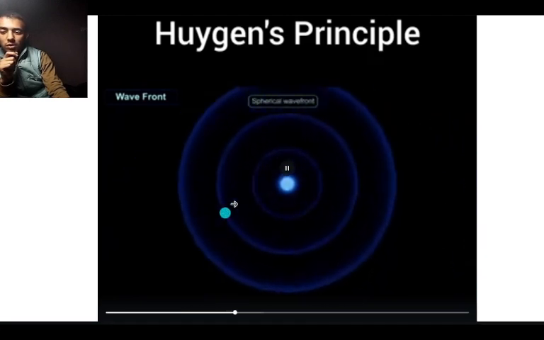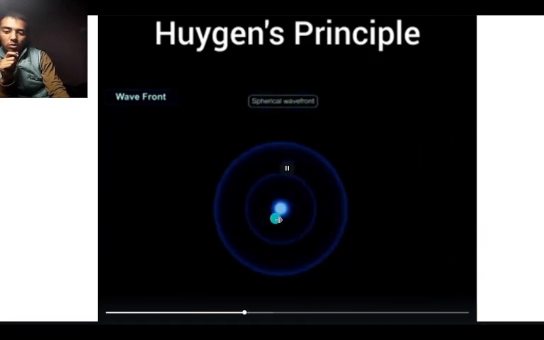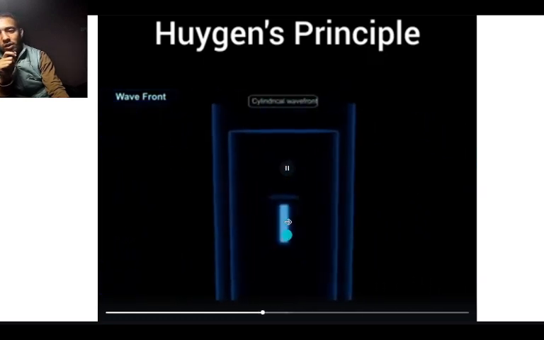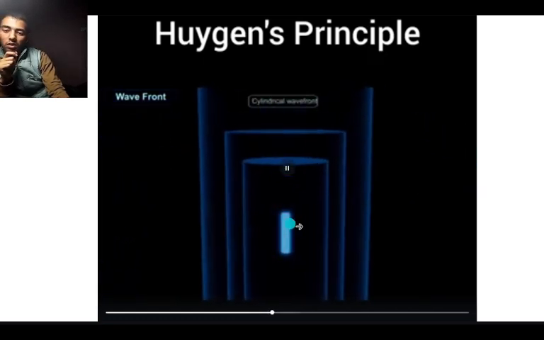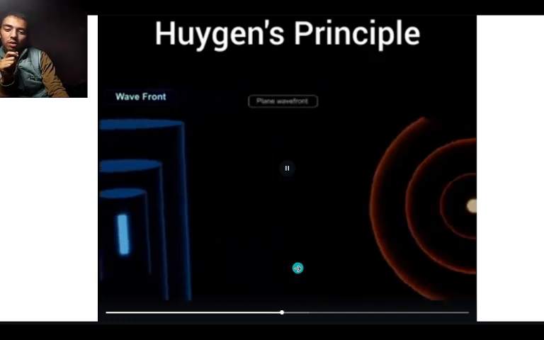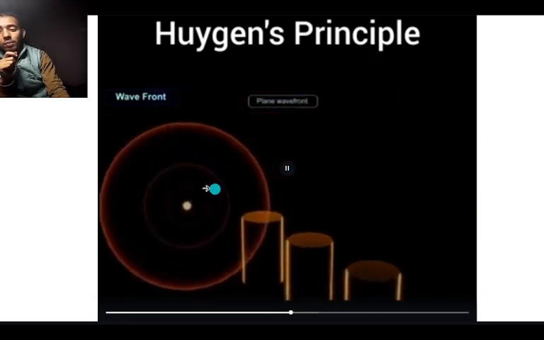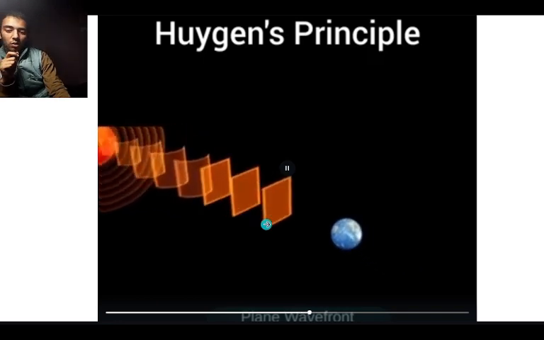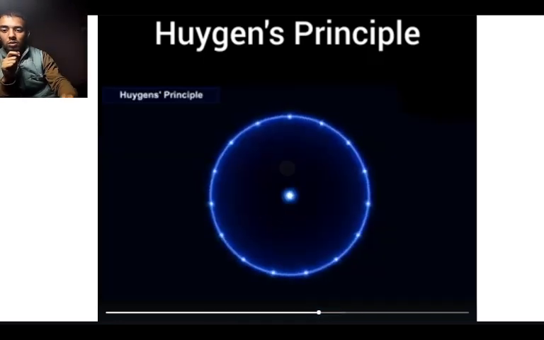Wavefront shape depends upon the source. If there is a point source, it will be a spherical wavefront. If there is a cylindrical source, then there will be a cylindrical wavefront. And if the source is very far, then it will create a plane wavefront. The sun is very far, so it will create a plane wavefront.